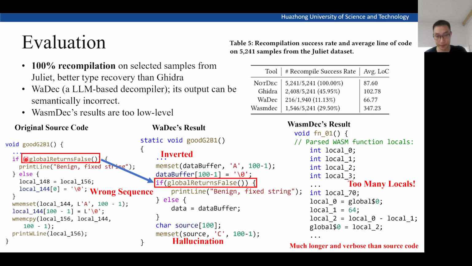As you can see here, there is one branch in the original source, and in the decompilation result of NotDec, the condition is inverted. There are also other function calls that are in the wrong sequence in the result, and there are some hallucinated statements. There is another baseline called WebAssembly, and we have introduced it earlier. Its result is too verbose and has much poorer readability.